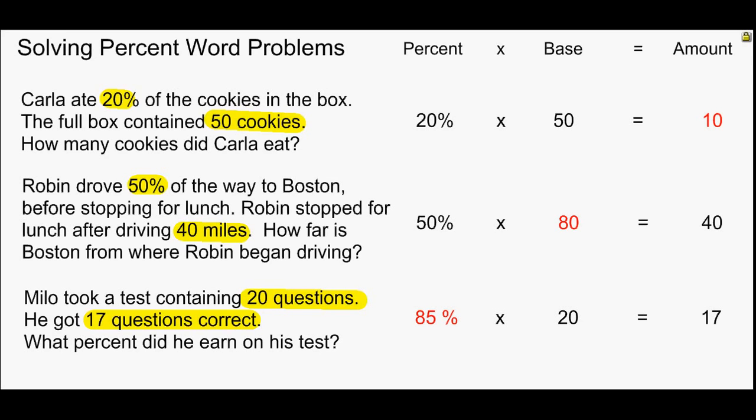Lastly, Milo took a test containing 20 questions. He got 17 questions correct. What percent did he earn on his test? Well, we're missing the percent. We know there's 20 questions total, that's the base, and 17 questions is the number of questions he got correct. So we will take 17, divide by 20, and change our decimal into the percent form, 85%.